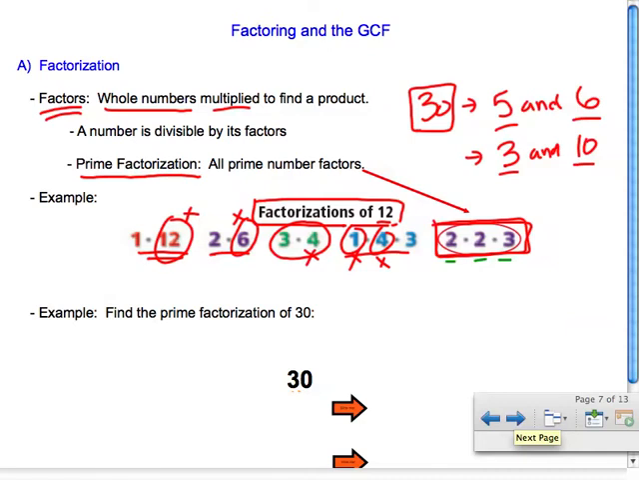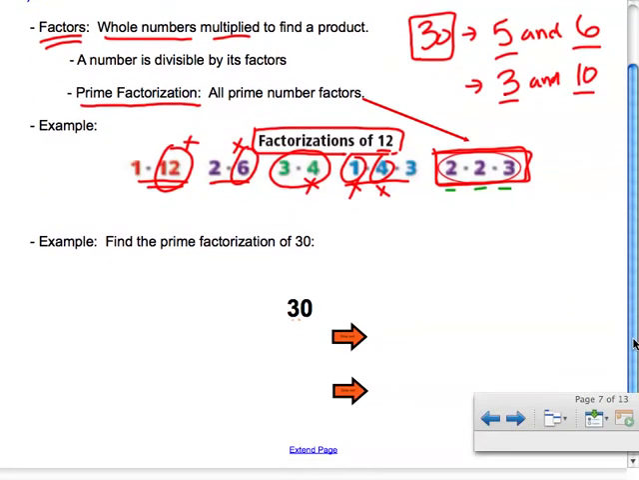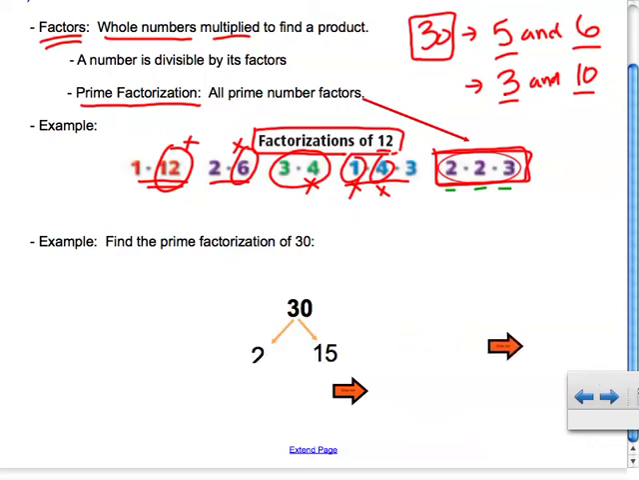Usually we find the prime factorization by doing something called a factor tree. And again, this is not super complicated. It should be a nice, easy step into Chapter 8. But the factor tree works like this. Look at the number 30. Find 2 things that multiply to make 30. You could do 2 and 15, or let me show you here, you could do 5 and 6.